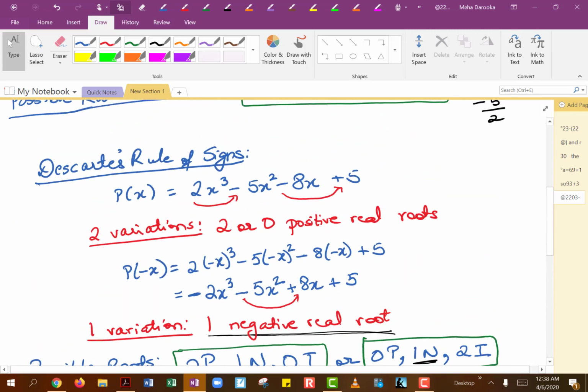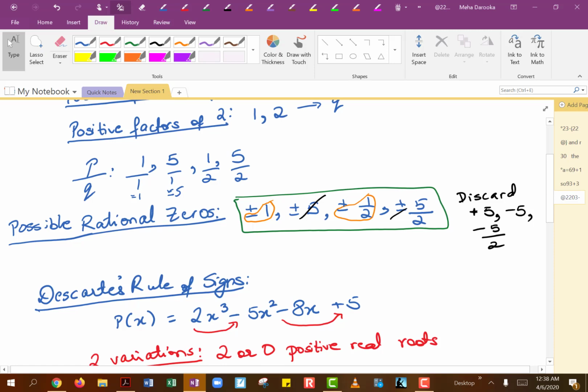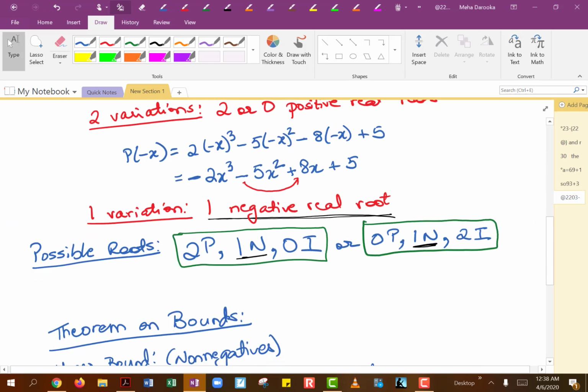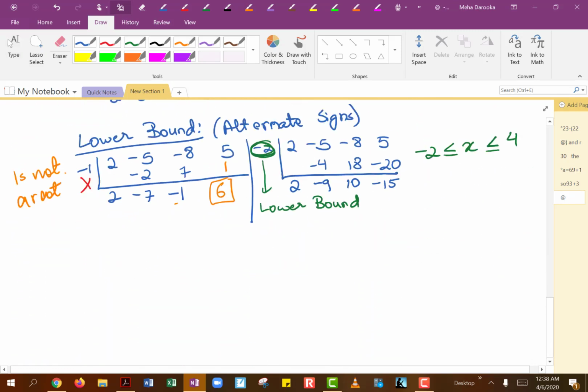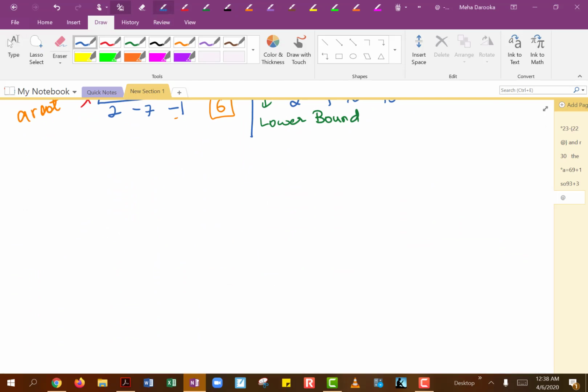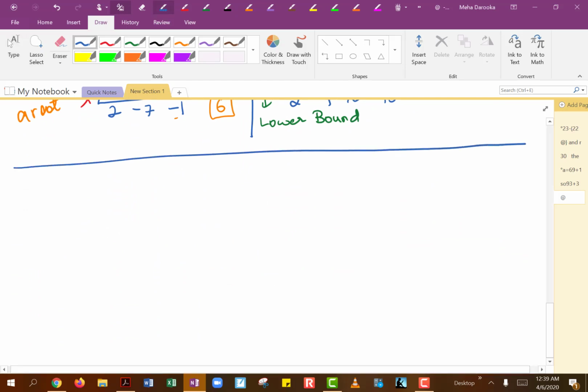So that tells me that this negative 1 does not work out either. So negative 1 is not a root, which means the only thing we got to check for now is that negative 1/2. So now, after we have narrowed those 8 options down, let's check if x equals -1/2 is a root or not.